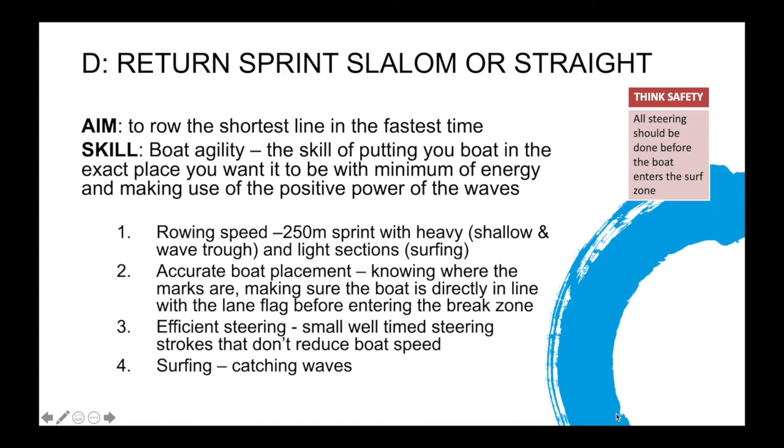And while it seems a straight line, in many ways the wind may be blowing you off, the waves may take you off, but what you also make, there is almost like rowing uphill and downhill depending on which point you are in the wave. So the rowing speed is a 250 sprint with heavy and light sections, so hills and troughs, shallows and surf sections, depending on how lucky you get as to how much energy you're going to be using at that point.